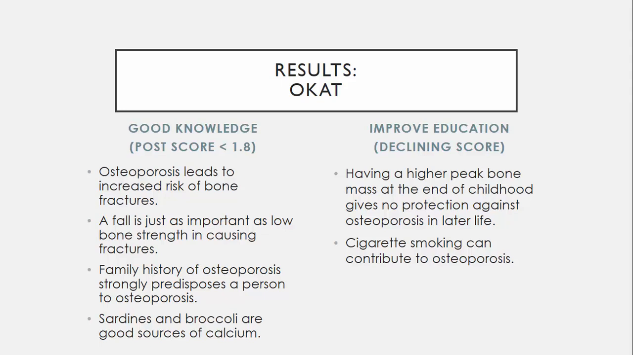And by good knowledge retention, I looked at anything on that 20-question OCAT that had a score almost at 2, because 2 is the highest score you could get. That means they were getting these right consistently. So patients understood what osteoporosis was. They understood that it led to bone fractures, and that there are multiple things that can contribute to the fracture. So the bone strength, and then you've got to have that fall as well.